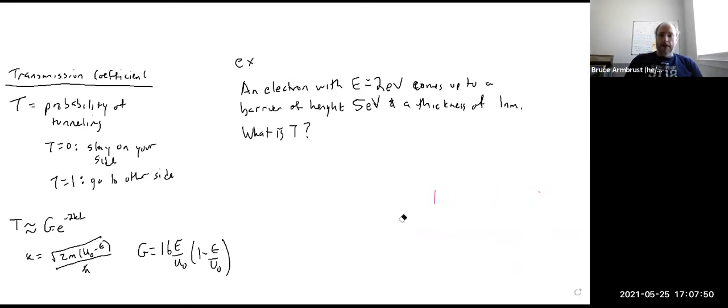All right, so let's go and punch all this stuff in. So G is going to be 16 times 2 electron volts over 5 electron volts times 1 minus 2 electron volts over 5 electron volts.